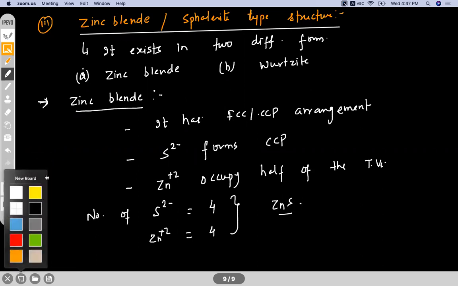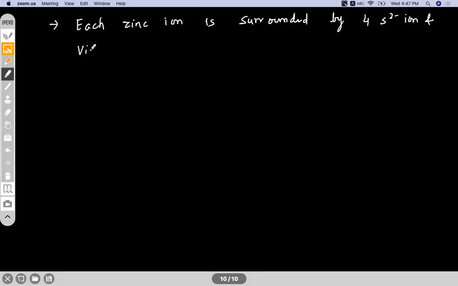Next is, each zinc ion is surrounded by four sulfide ions, four S2- ions, and vice versa. Means each sulfide ion is also surrounded by four zinc ions. So here the coordination number is 4 for each ion, and hence it is 4:4 arrangement. All these are informations basically, and this question they ask in the exam.